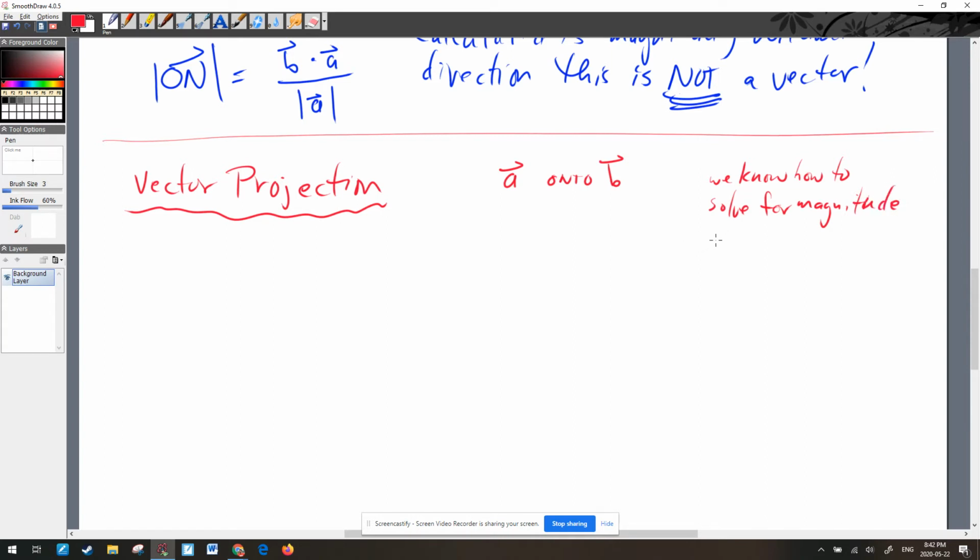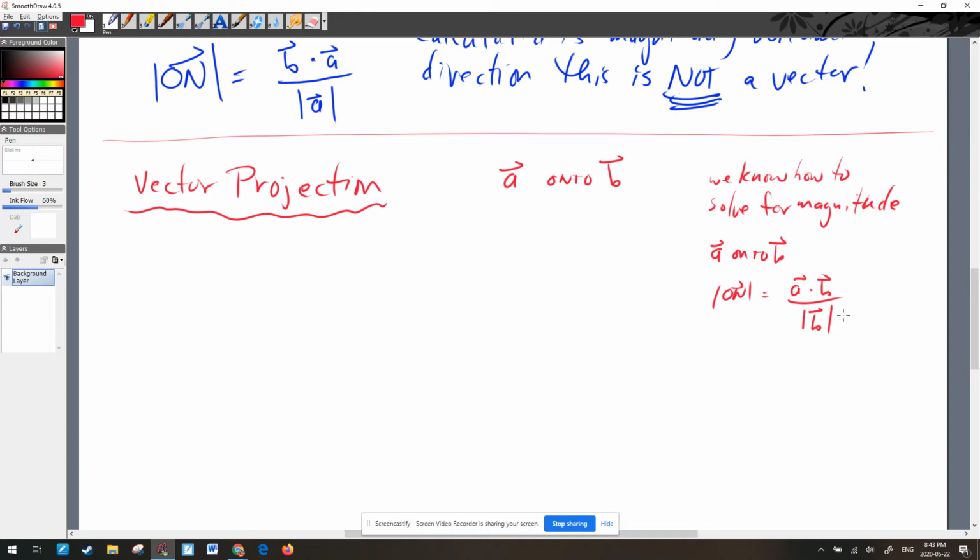Okay, so we know how to solve for magnitude. We know that the magnitude of A onto B is equal to ON. The magnitude of ON is equal to A dotted with B over the magnitude of B, which is what we just had. And we're all down easy peasy. We've got that. So I've got a magnitude.